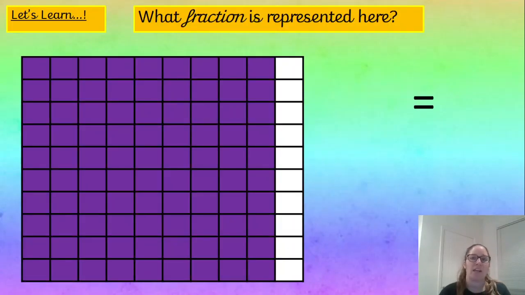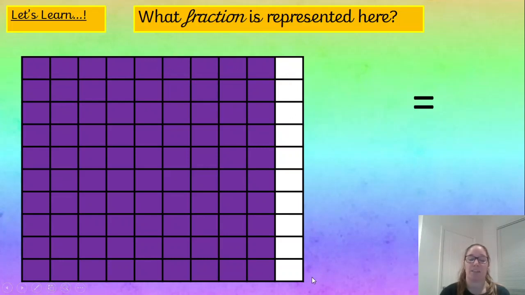Okay, what fraction is represented here? Thinking about our work from last week, remember how we found fractions? The denominator is how many equal parts something has been divided into. So we've got 1, 2, 3, 4, 5, 6, 7, 8, 9, 10 across and 10 down.